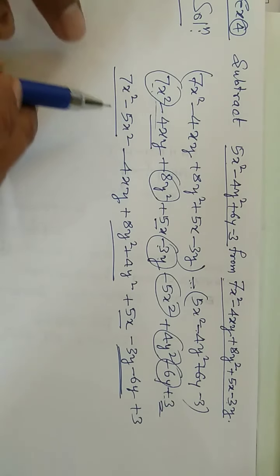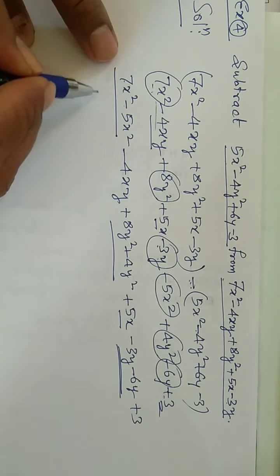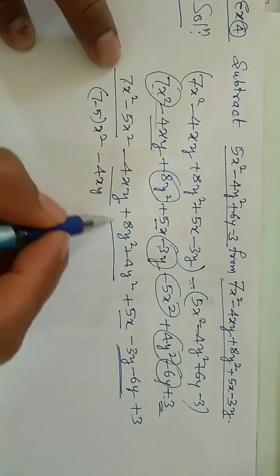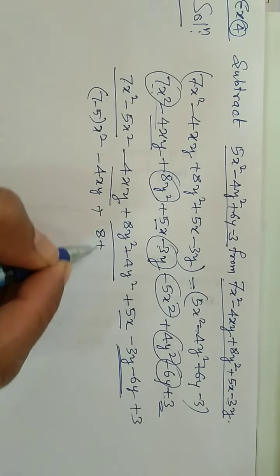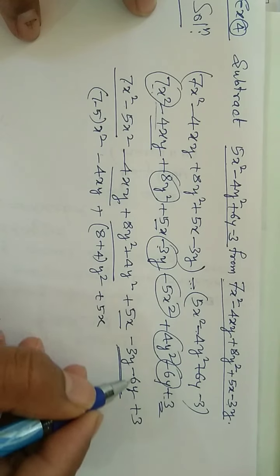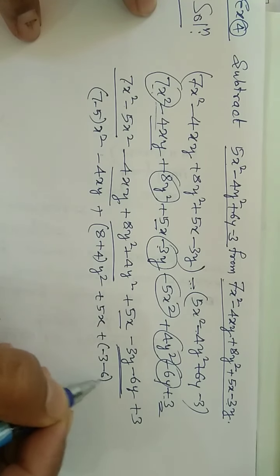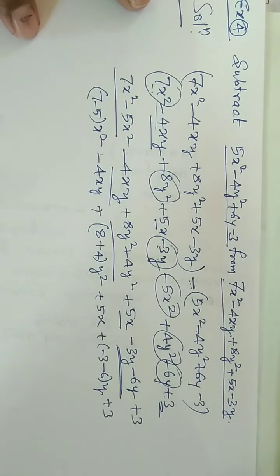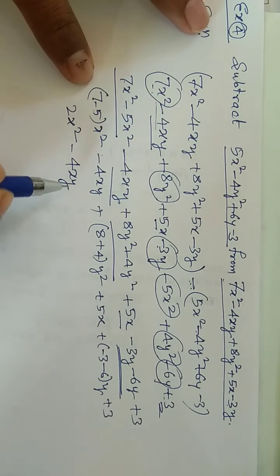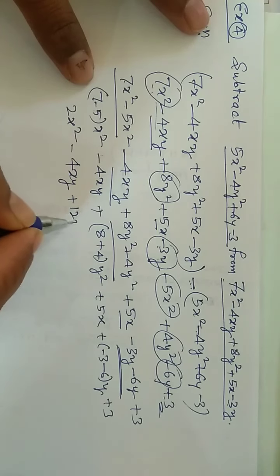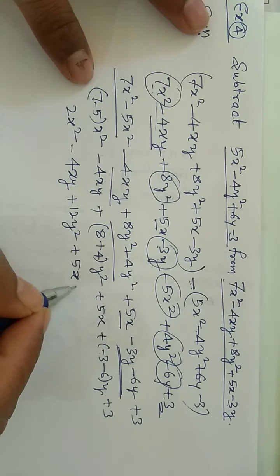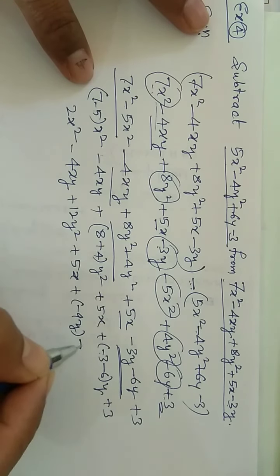Okay, dear students. We have extracted only the like terms. So 7 minus 5 multiplied by x square, minus 4xy will be as it is. Here 8 plus 4 multiplied by y square, plus 5x, minus 3 minus 6 multiplied by y, plus 3. So 7 minus 5, that is 2x square, minus 4xy. 8 plus 4, that is 12y square, plus 5x, minus 3 minus 6, that is minus 9y, plus 3.